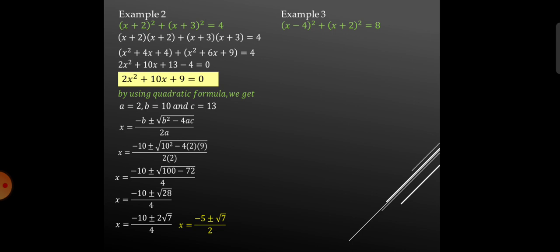Okay. Let's proceed with our third example. The square of x minus 4 plus the square of x plus 2 equals 8. So again, the square of x minus 4, duha ka x minus 4 plus duha ka x plus 2 equals 8. Then, mao gihapon, FOIL method. Karon ta mag-FOIL method. X minus 4, x minus 4, ug x plus 2, x plus 2. Distributive property of multiplication over addition.